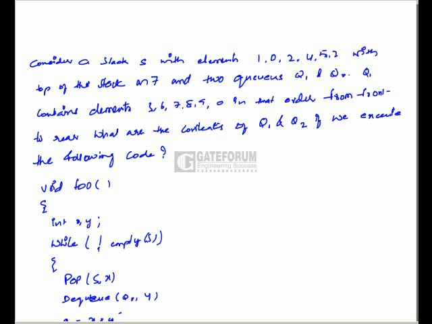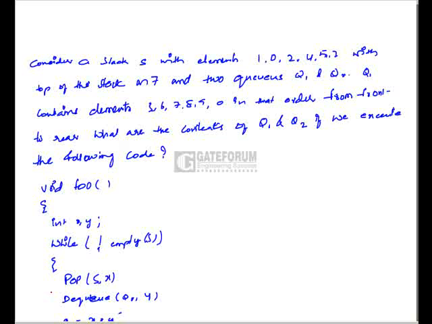Here in this question, a stack S with elements 1, 0, 2, 4, 5, 7 with top of the stack as 7. That means this order is from bottom to top of the stack, and the two queues Q1 and Q2 are given. Q1 contains 3, 6, 7, 8, 9 and 0 from front end to rear end, and Q2 is initially empty.